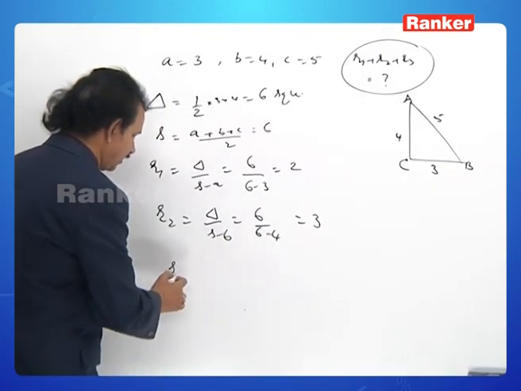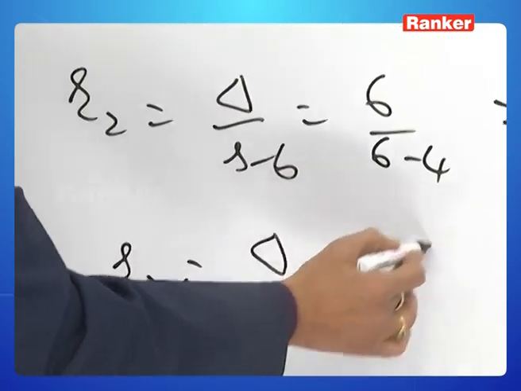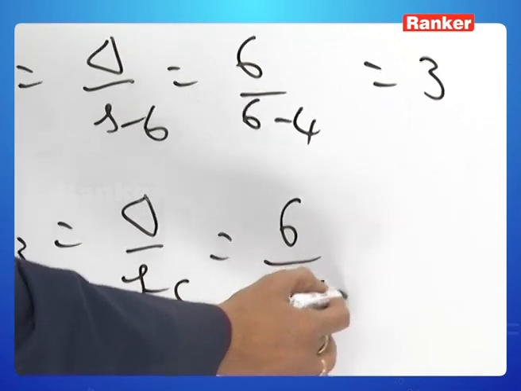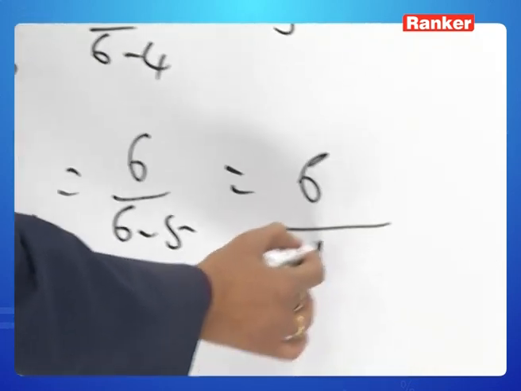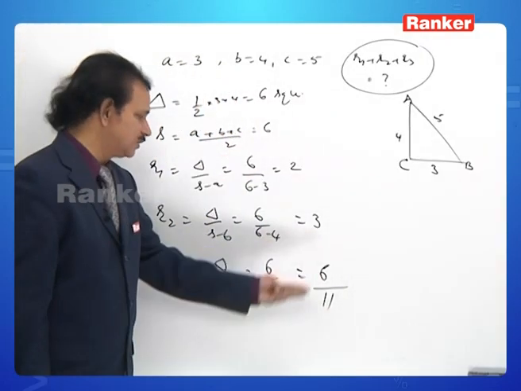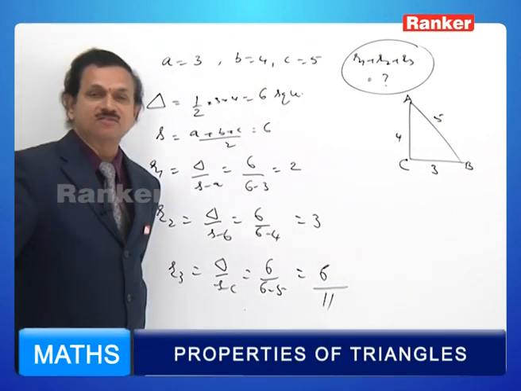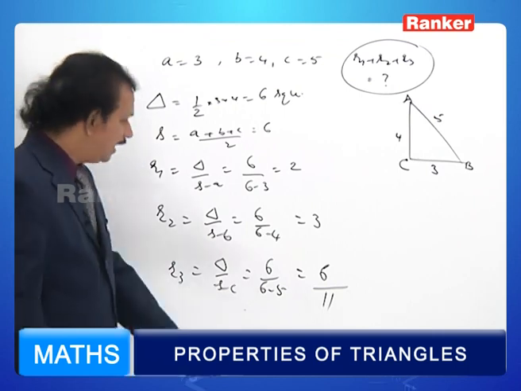Good. What is r3? Delta by s minus c. What is delta? 6. What is s? 6. What is c? 5. 6 minus 5 is 1. 6 by 1 is 6. All together, the answer is 11, isn't it? r1 plus r2 plus r3, what is that? It is 11. Hence, the answer for this question is r1 plus r2 plus r3 is 11.